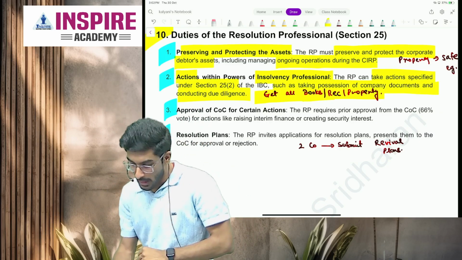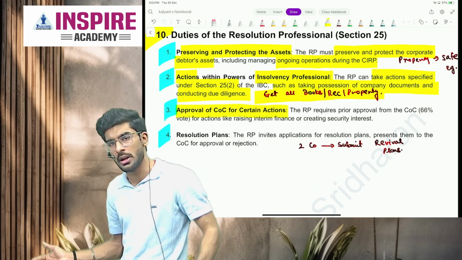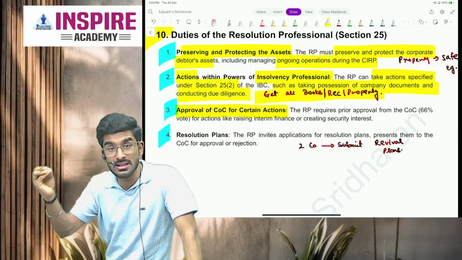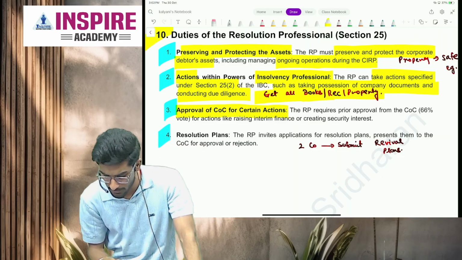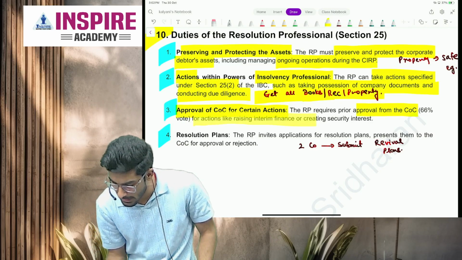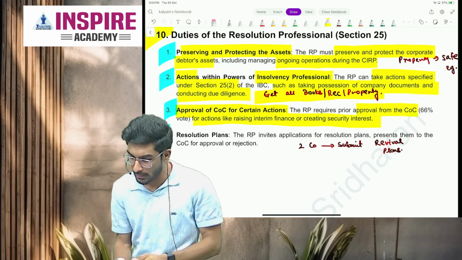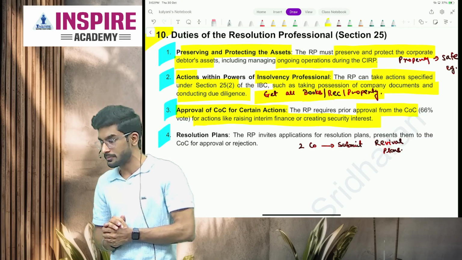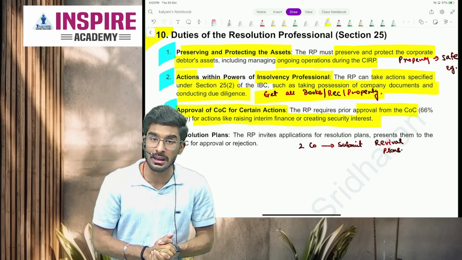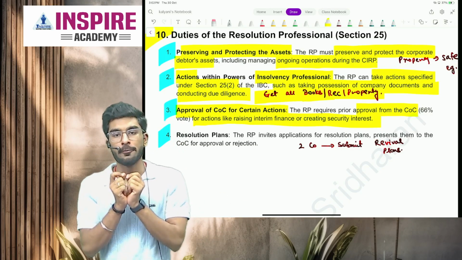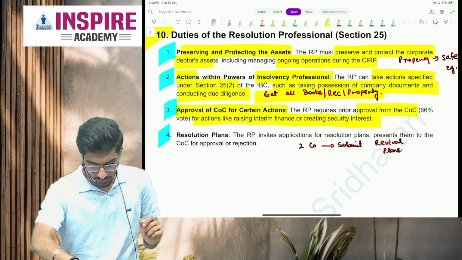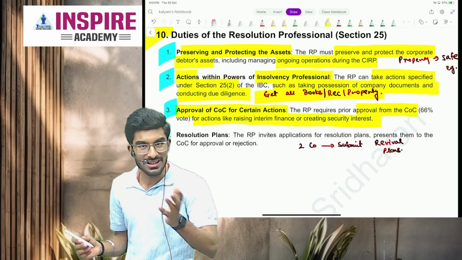And number 3 is approval of COC for certain actions. We're going to understand what decisions there are where the COC's voting is very, very important. The RP requires prior approval from the COC for actions like raising interim finance or creating security interest. If the resolution professional feels that to keep the factory running, to pay the employees' and workers' salaries, we require finance, the RP can raise interim finance to pay them. Yes or no? Perfect. For that, COC's approval is required, people.